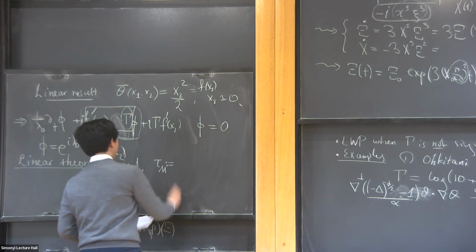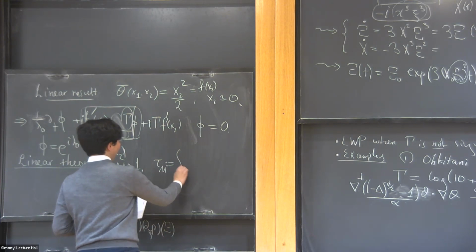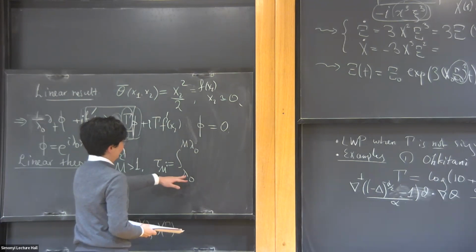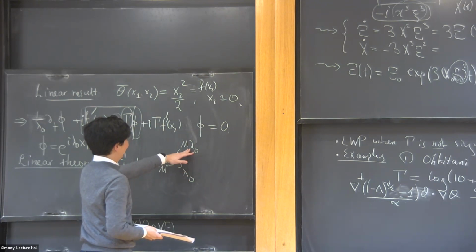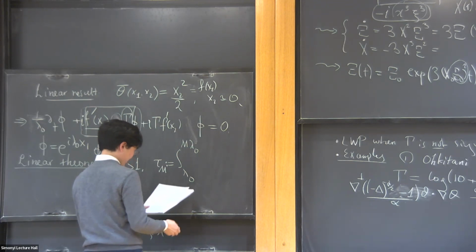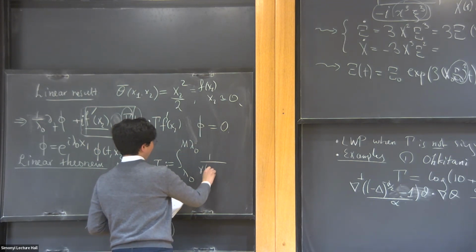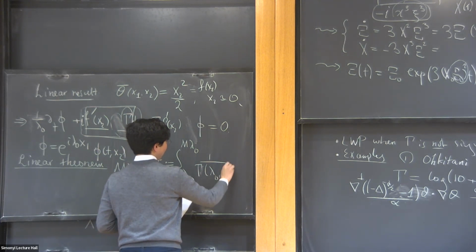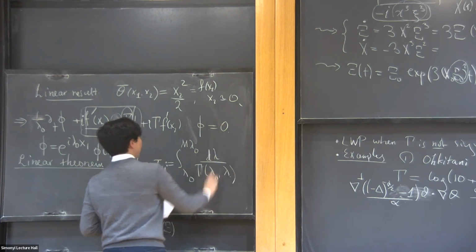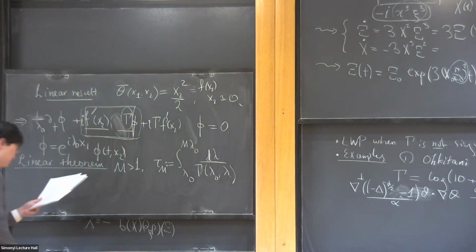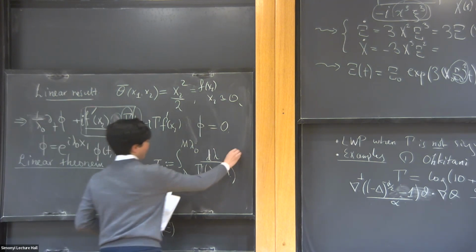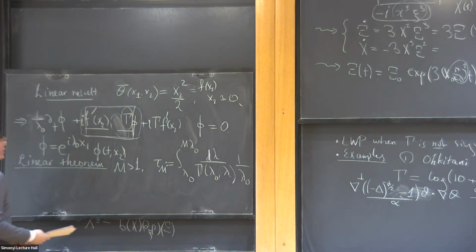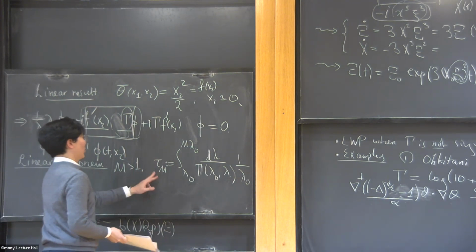We define tau m to be the time it takes for the initial frequency lambda naught to become m lambda. This is given by... So this is the multiplier, divided by lambda. And you can say that this is a small time.